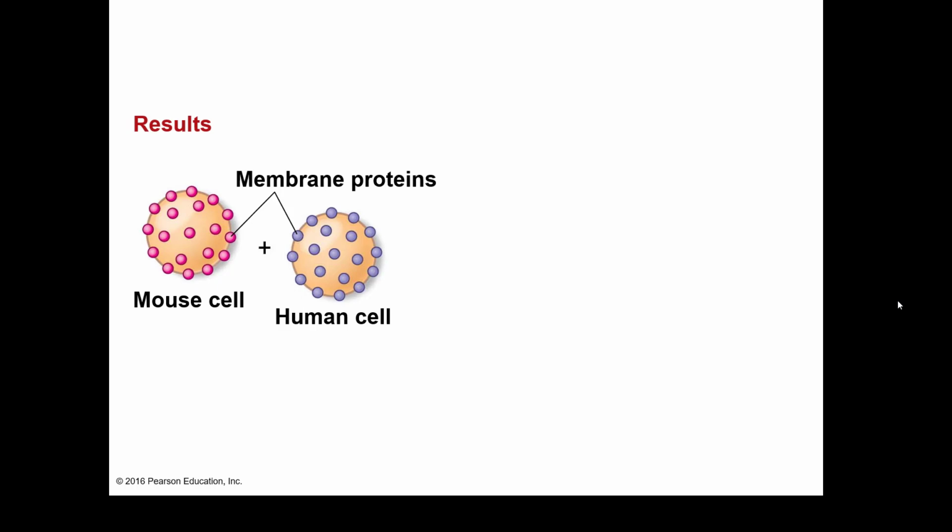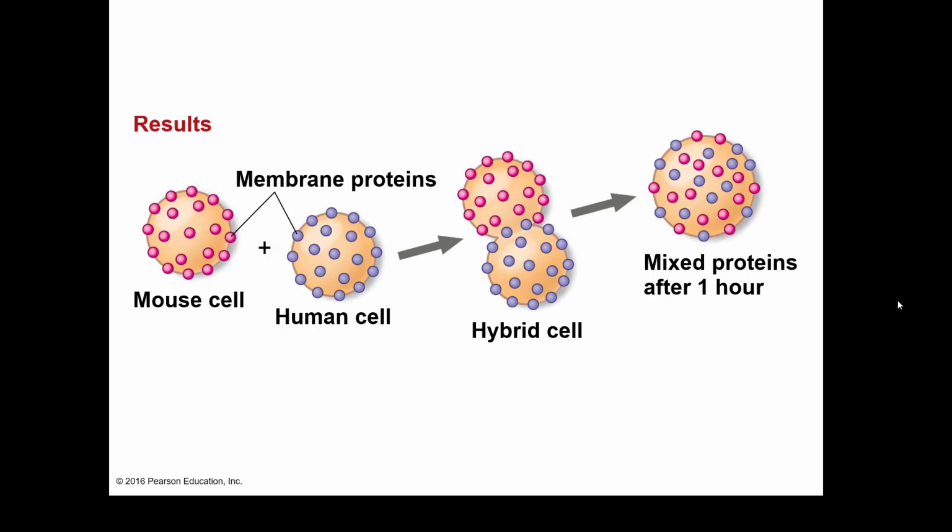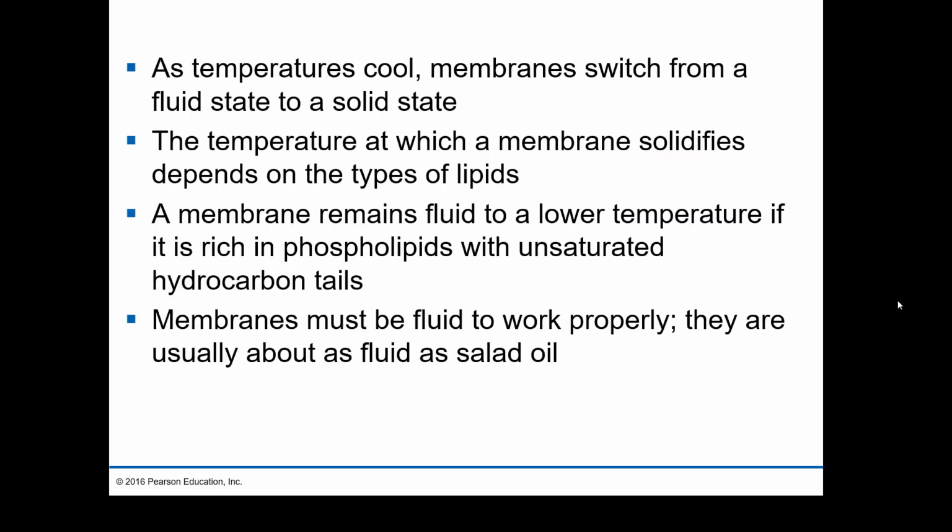And we know that you get these proteins that like to move around because when a mouse cell and a human cell combine, over time all the proteins will be mixed together after an hour. So that supports the statement that these phospholipids are constantly kind of laterally moving.